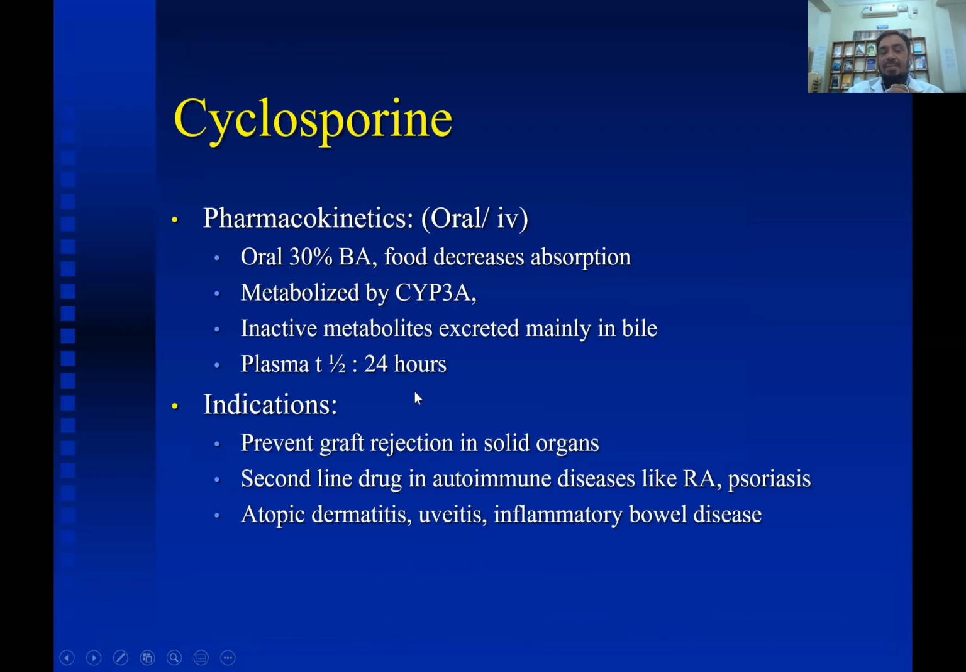Now cyclosporin can be given by the oral route, as well as the intravenous route. Orally, it has less bioavailability, that is 30%, and food decreases the absorption. It is metabolized by cytochrome P3A and excreted mainly in the bile. It is indicated for solid organ transplants like liver and kidney, and it is a second line drug for autoimmune diseases like rheumatoid arthritis and psoriasis. It is second line because of its nephrotoxicity.